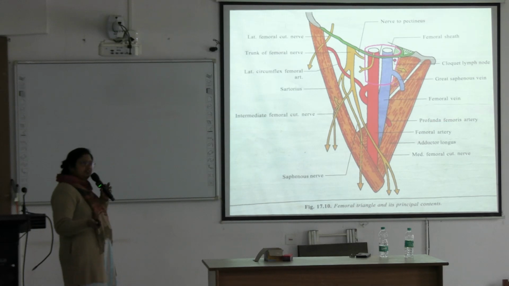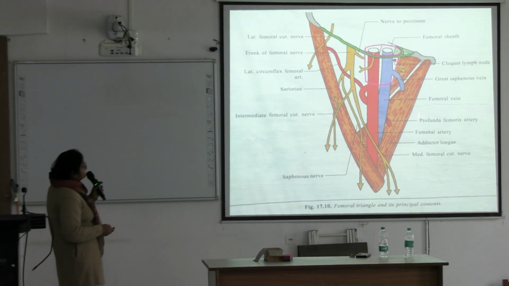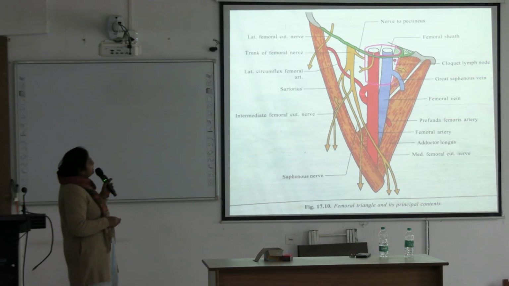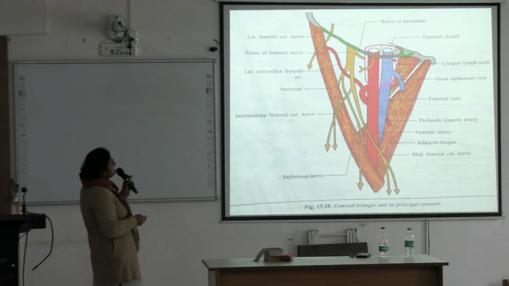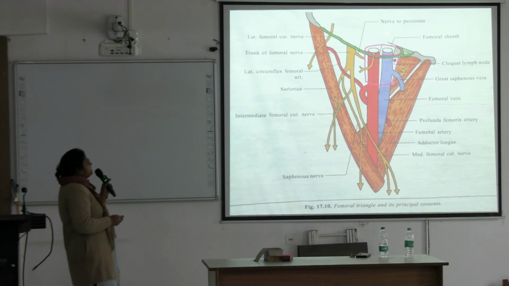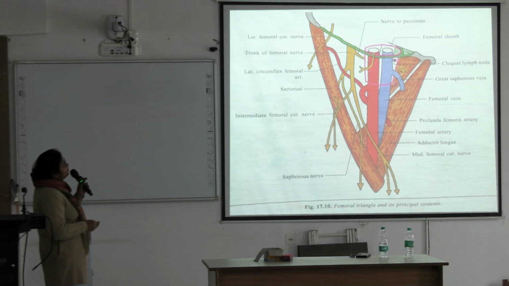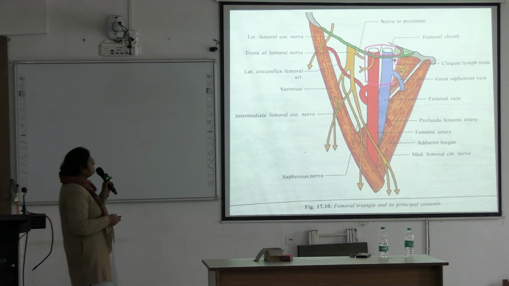Okay, and you can see this great saphenous vein is draining into the femoral vein, and here in this light pink colored one, this is the femoral sheath. It has three compartments: lateral compartment containing the artery, intermediate containing the vein, and here is the femoral canal within which Cloquet's lymph node is located. And you can see the lateral compartment also contains a nerve, the femoral branch of the genitofemoral nerve.